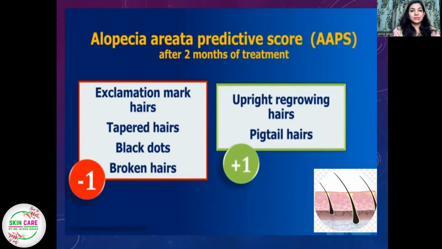Okay, so there is also a scoring system that has been devised based on trichoscopy of alopecia areata. And it takes into account all the parameters that we just talked about. For example, the exclamation mark hair, tapered hair, black dot, and the broken hair. All these parameters are given -1 mark. While the positive things, like the upright regrowing hair that might be visible in a trichoscopic picture and the pigtail hair, are given +1 marks.